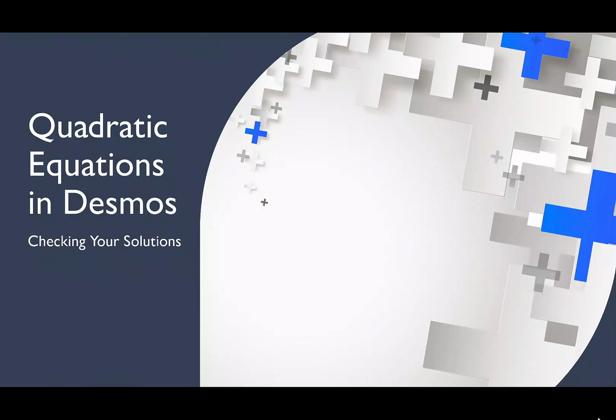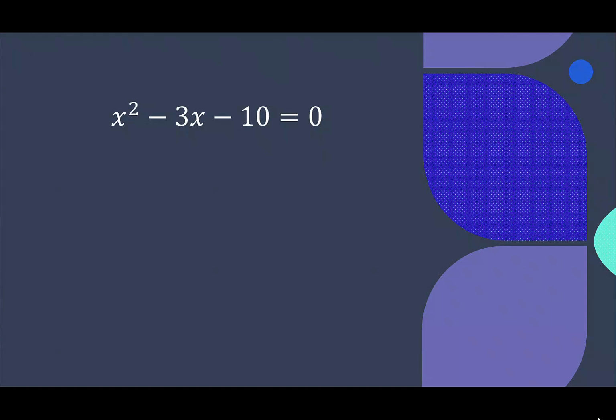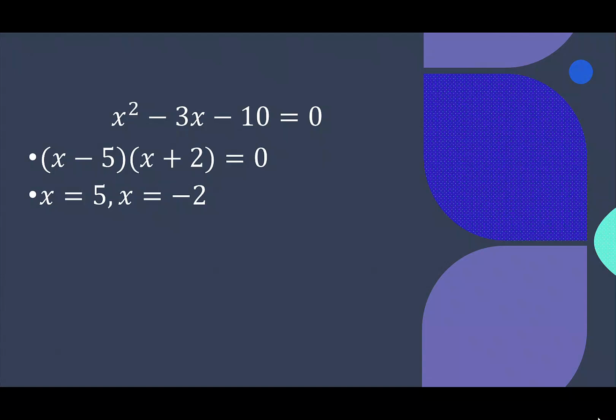Hello everybody, today we're going to talk about quadratic equations in Desmos. Let's solve x squared minus 3x minus 10 equals 0. We can take factors of negative 10 that give us negative 3, which would be x minus 5 times x plus 2. When we set each factor equal to 0, we get two solutions, x equals 5 and x equals negative 2.